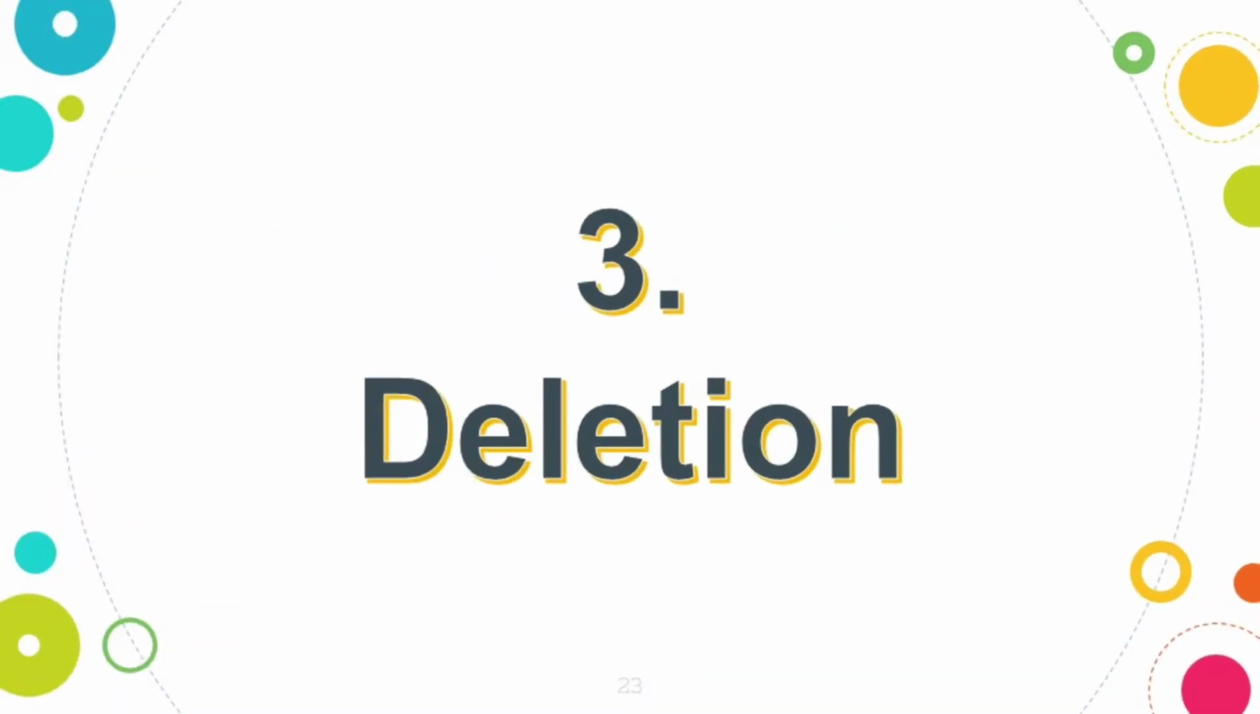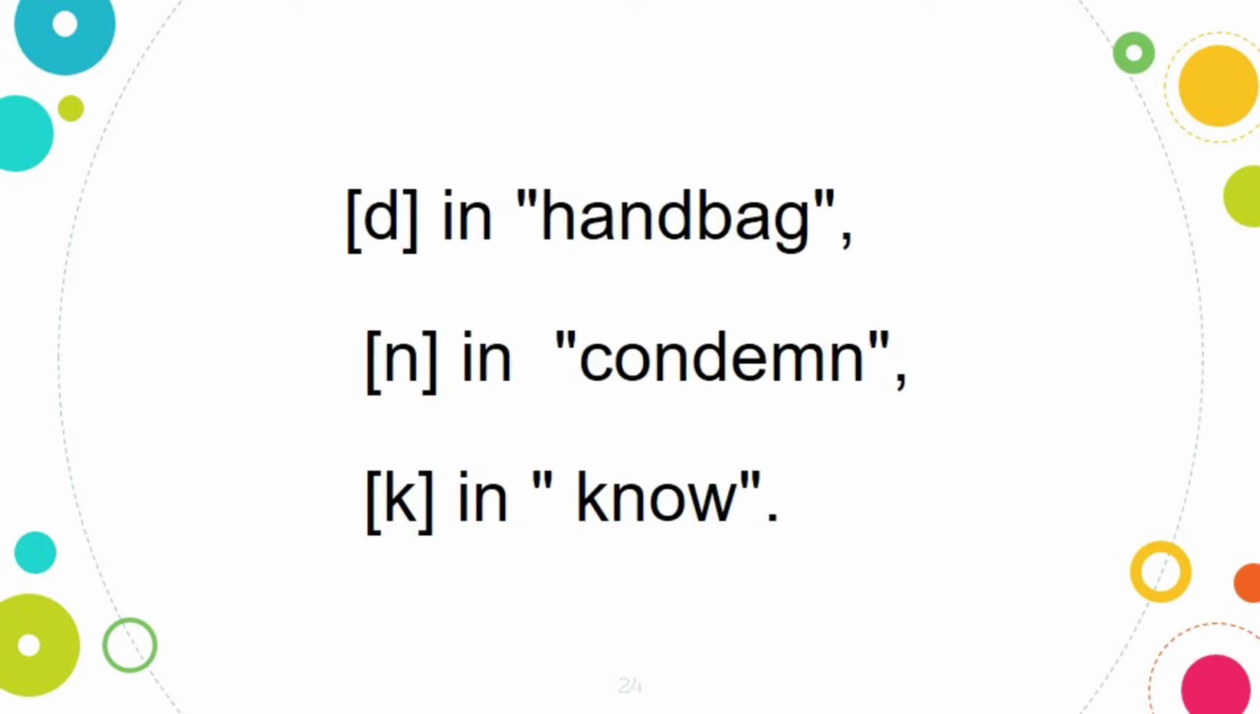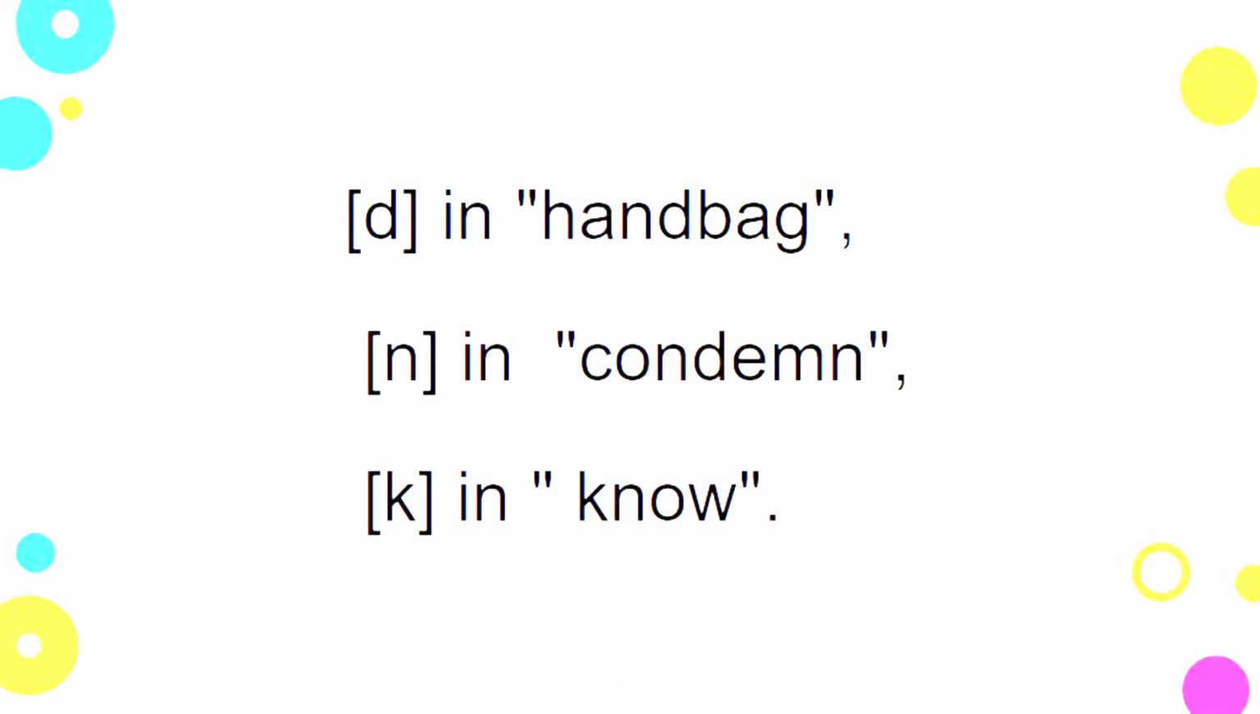The third process is deletion, when a sound such as a stressless syllable or a weak consonant is not pronounced. For example, most American English speakers do not pronounce d in handbag, n in condom, k in know. So it is a process by which a sound present in the phonemic form is removed from the phonetic form in certain environments for ease of production.